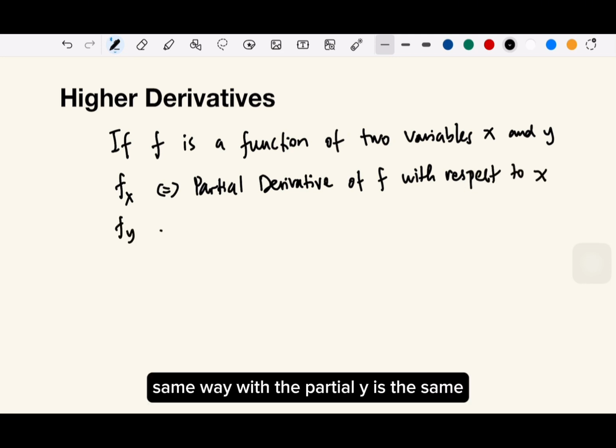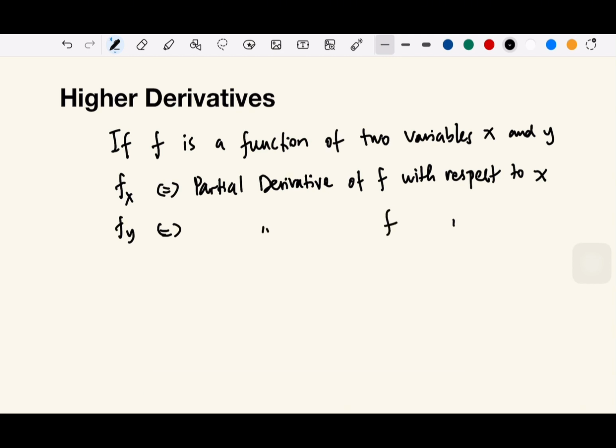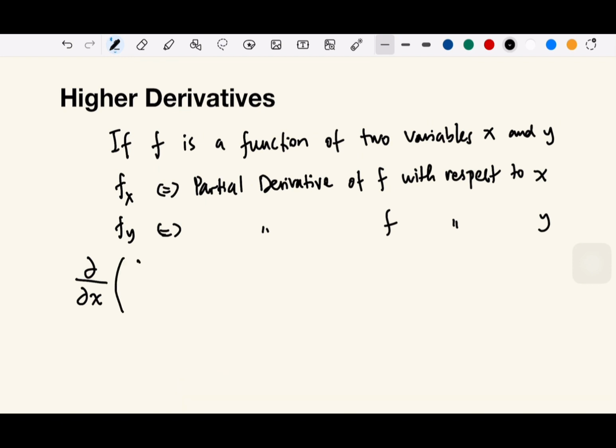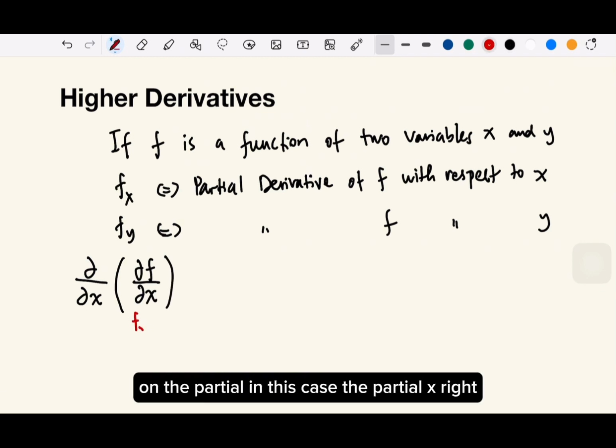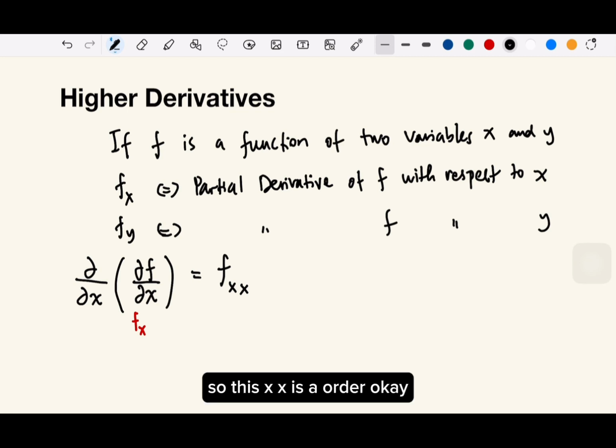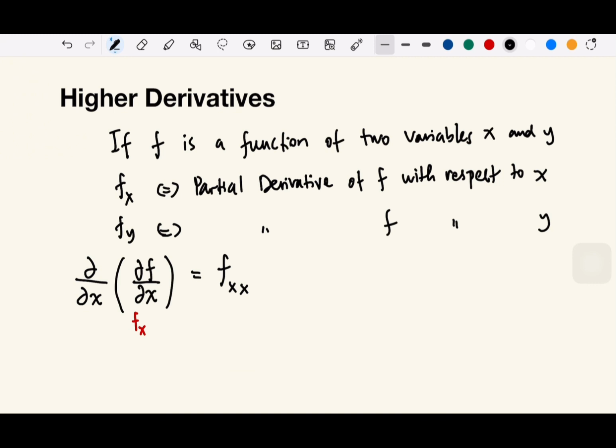Same way with the partial y. So we can define, if we are taking another partial on the partial, in this case the partial x, right? We can write this as partial x x, okay? So this x is the order. We partially derive with x, and after that partially derive with x again, twice.